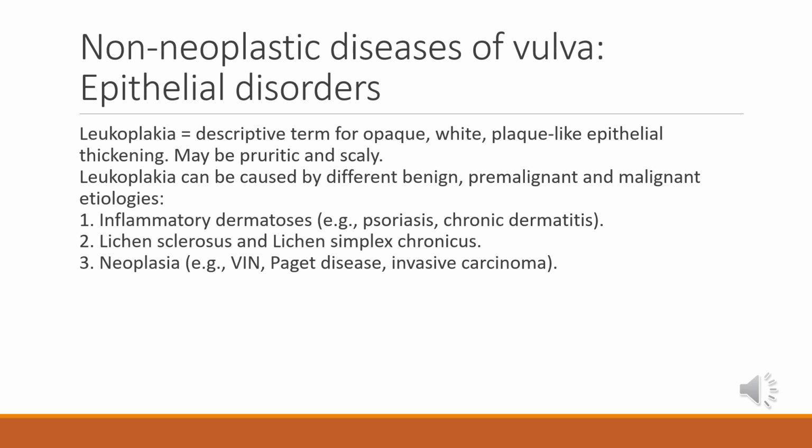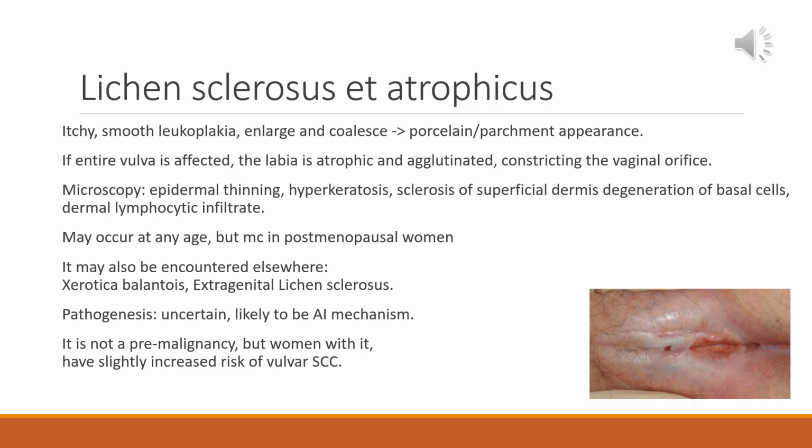They are very important. But for the female genitalia itself, lichen sclerosus, lichen simplex chronicus and neoplasia are the most important ones. Lichen sclerosus et atrophicus, nowadays called lichen sclerosus, is believed to be an autoimmune-mediated mechanism causing epidermal thinning, hyperkeratosis, and sclerosis of the superficial dermis. Macroscopically, the skin looks smooth and like porcelain or parchment paper. If it gets so severe, this can cause the vaginal orifice to be constricted.